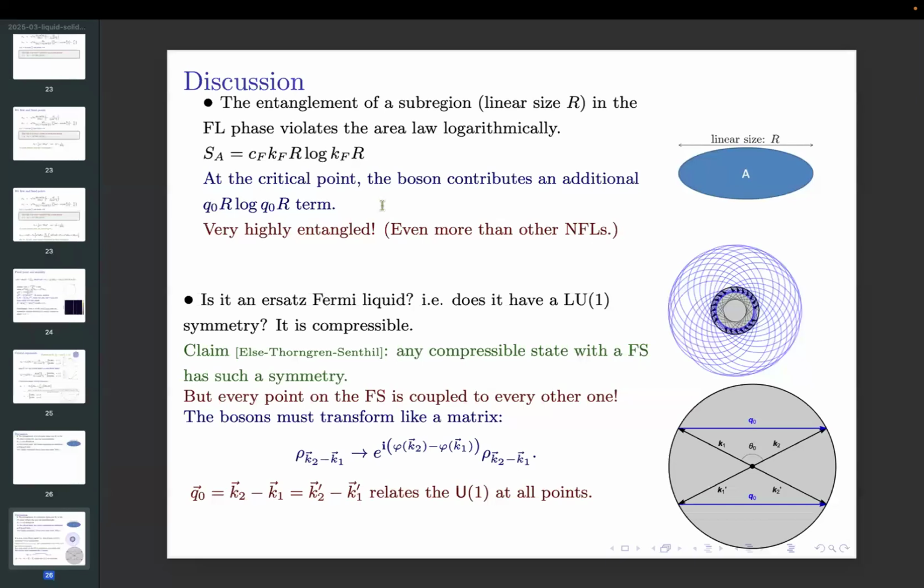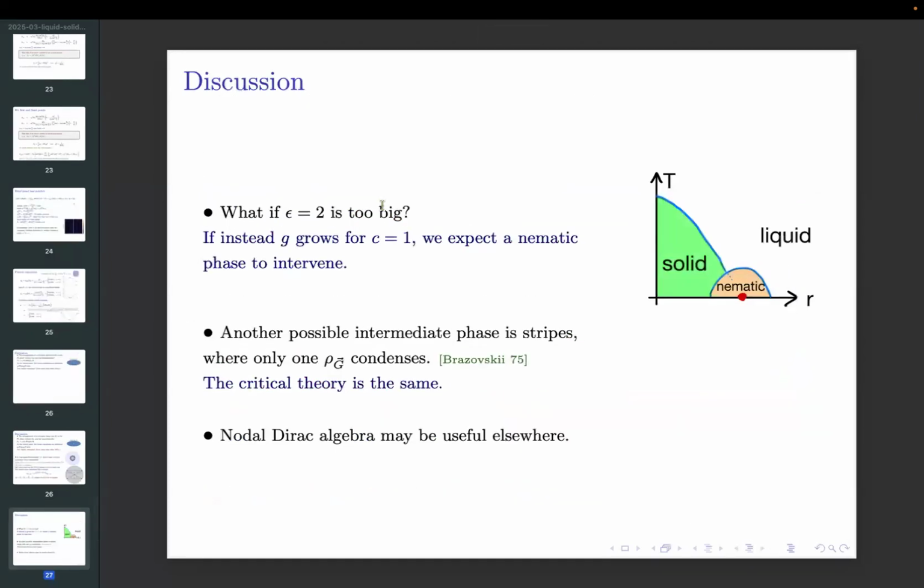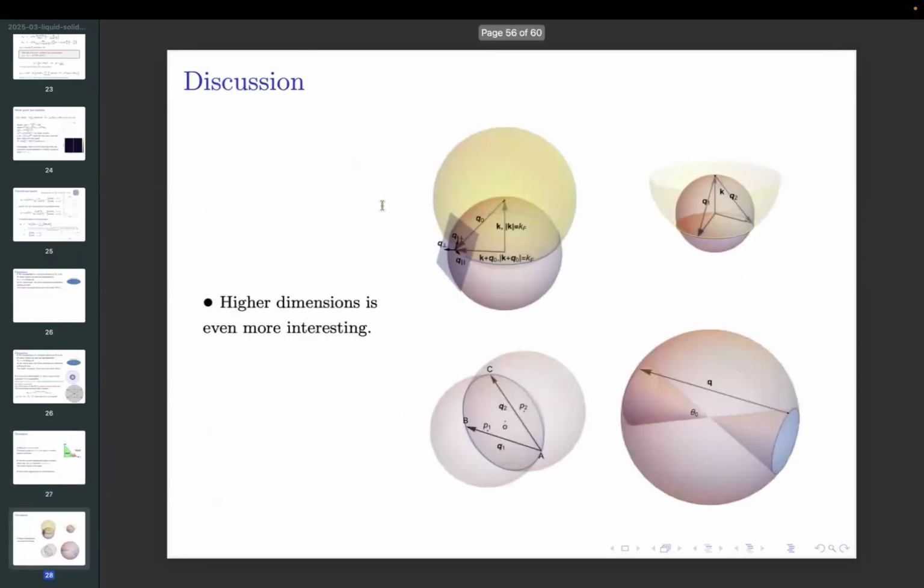And so we can ask whether this critical point has such an LU1 symmetry, and I think that it cannot. So their name for a system that has this LU1 symmetry is an ersatz Fermi liquid. And I think our system is a non-ersatz, non-Fermi liquid. Yeah, so I don't know the resolution of this. Okay, maybe I won't say anything about this.